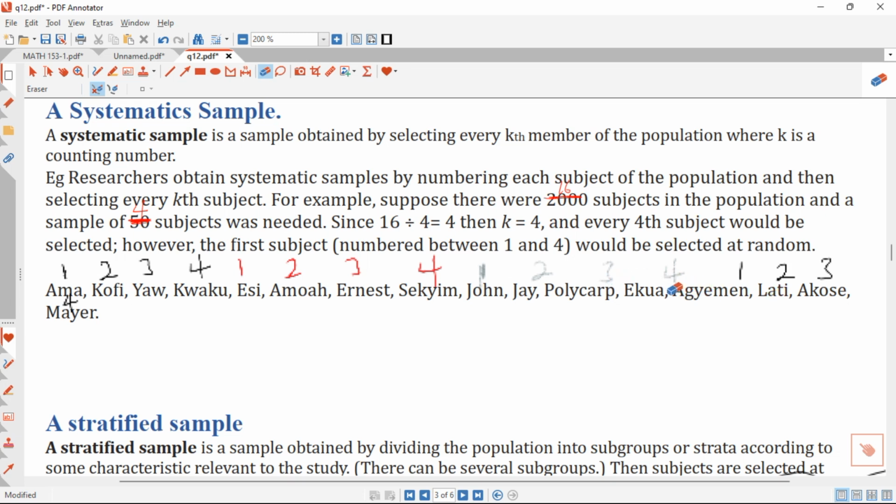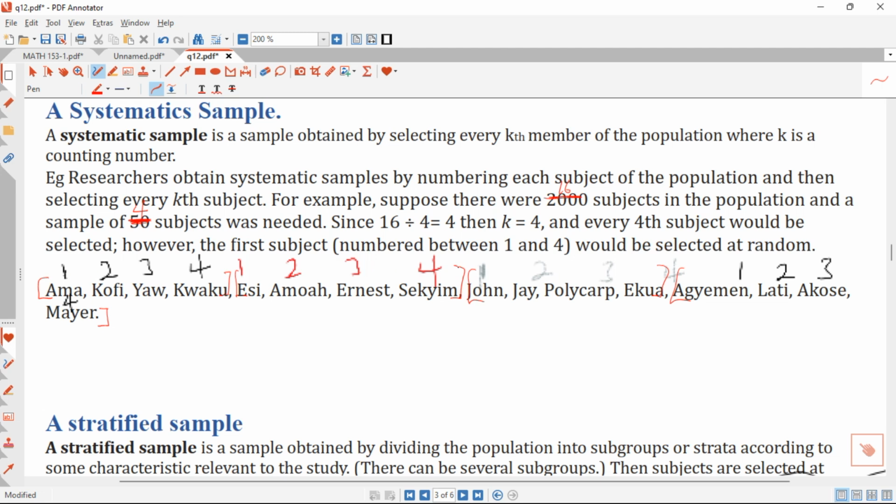Akuya will form one group, and then Ajimai, Lithi, Akos, and Maya will form another group. So here, these are the groups that we are going to have. They will be our first group. This will be our second group. This will be our third group. This will be our fourth group. So here, within the first sample, we are just going to select.